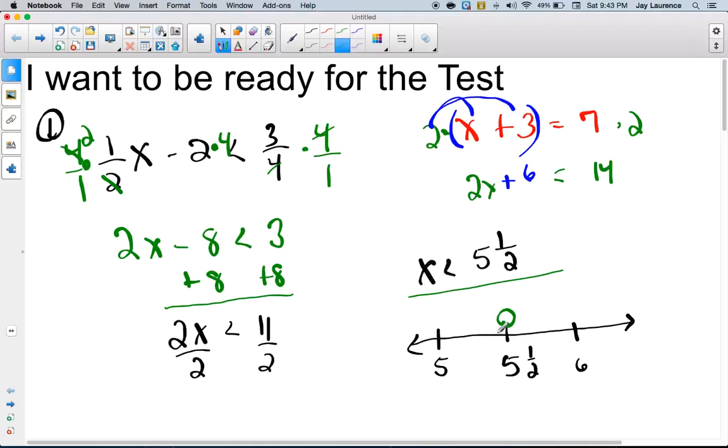Isn't 5 less than 5.5? So I will shade towards the 5. And there we go. Okay, so that's problems done.